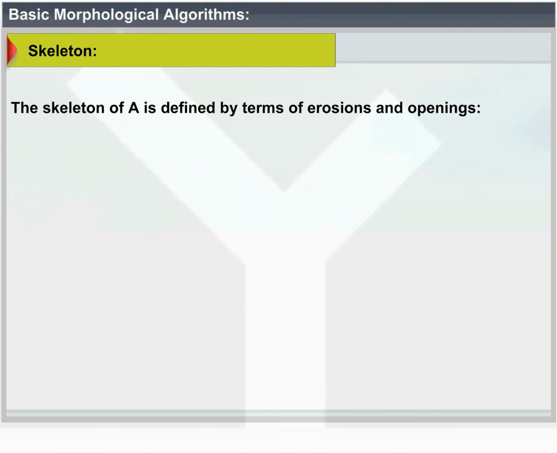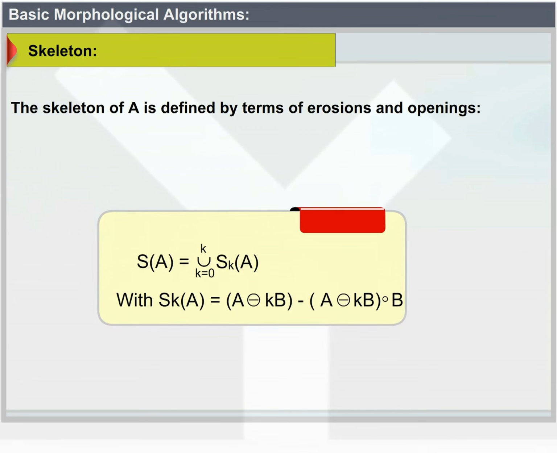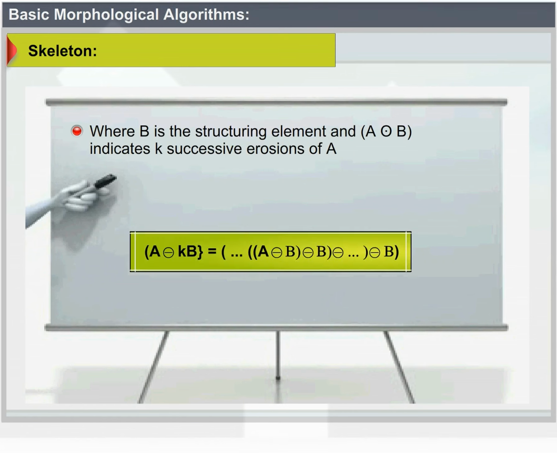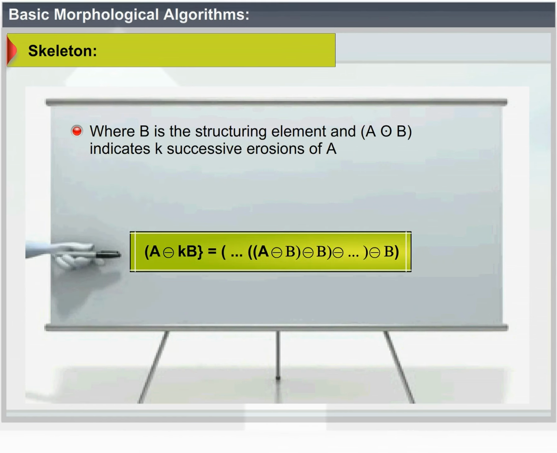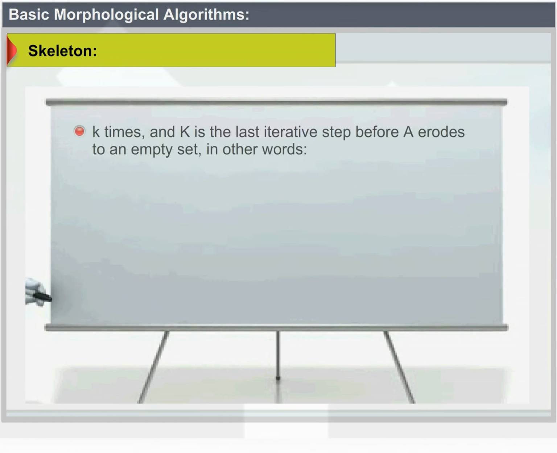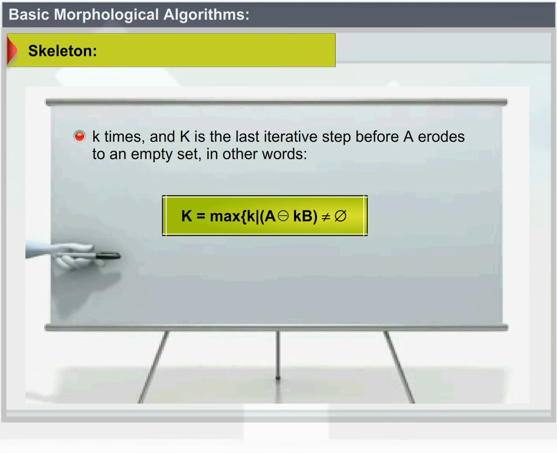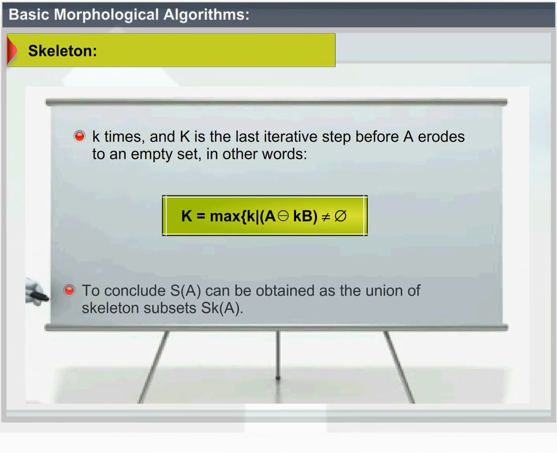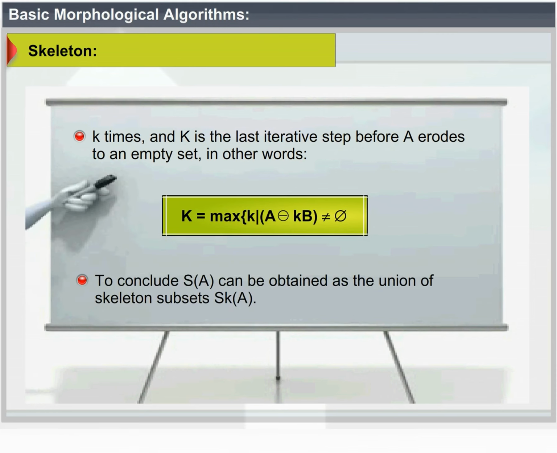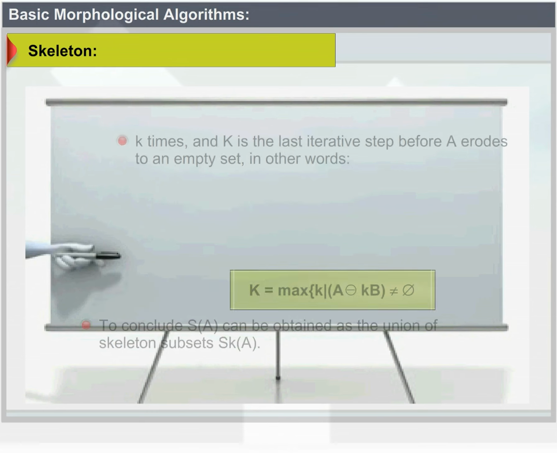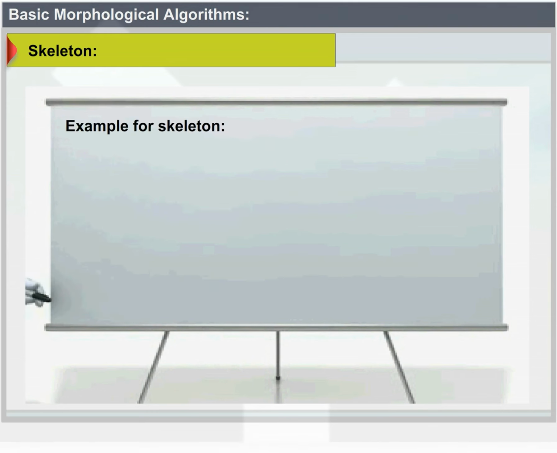The skeleton of A is defined in terms of erosions and openings, as can be seen in the following expressions, where B is a structuring element and A erosion kB indicates K successive erosions of A, and K is the last iterative step before A erodes to an empty set. In other words, S of A can be obtained as the union of skeleton subsets Sk of A. The example for skeleton is shown on screen.